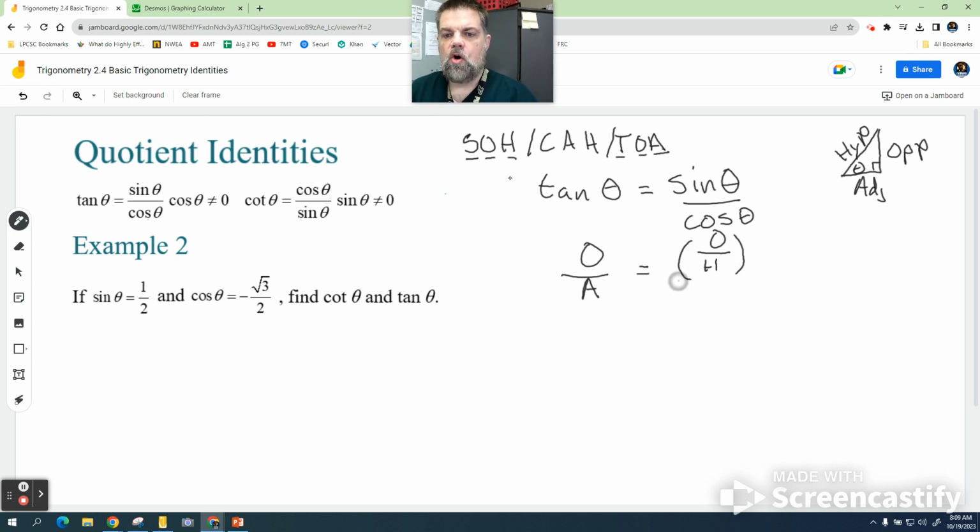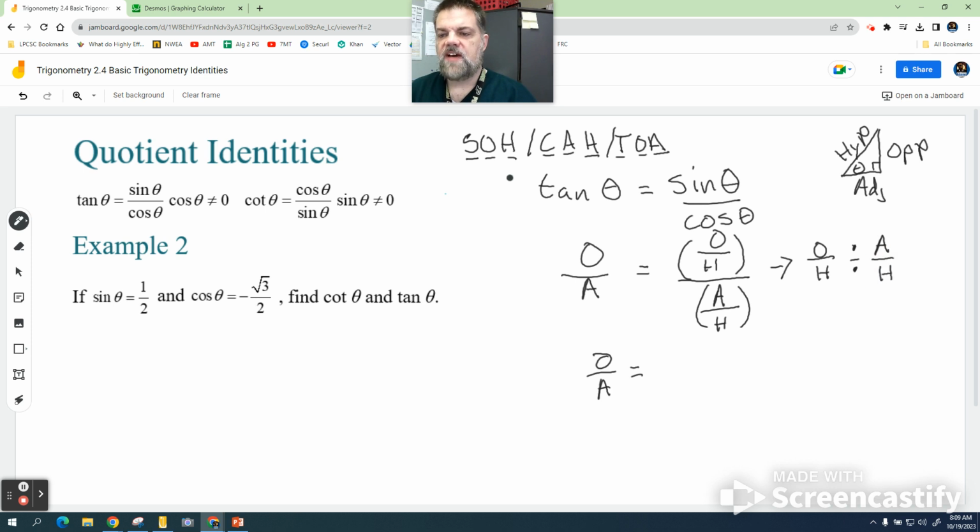Well, sine over cosine, which is the adjacent over the hypotenuse. Is that right? Cosine is the adjacent over the hypotenuse. So over here, I have the opposite over the adjacent. And remember that this is like saying the opposite over the hypotenuse divided by the adjacent over the hypotenuse.